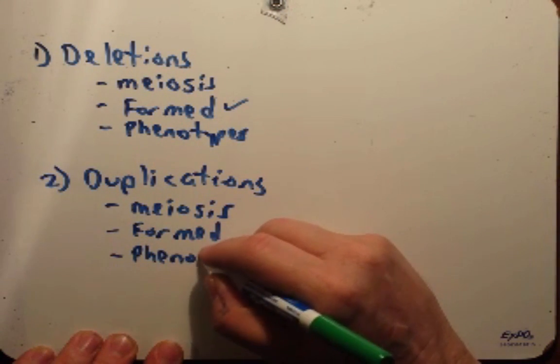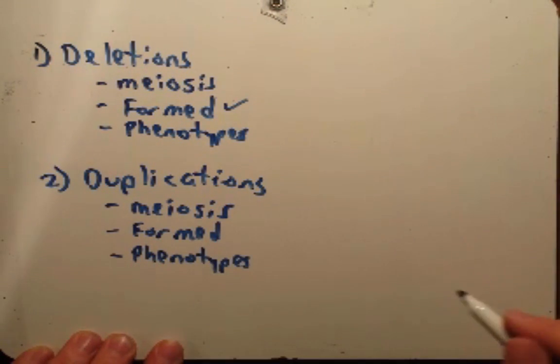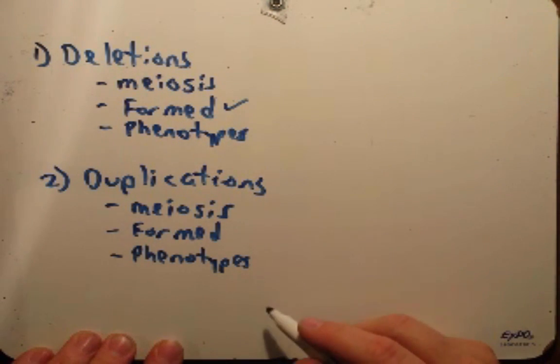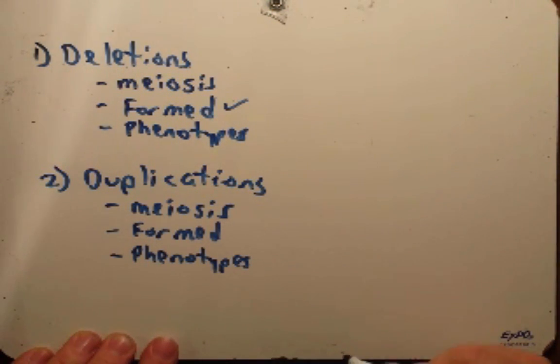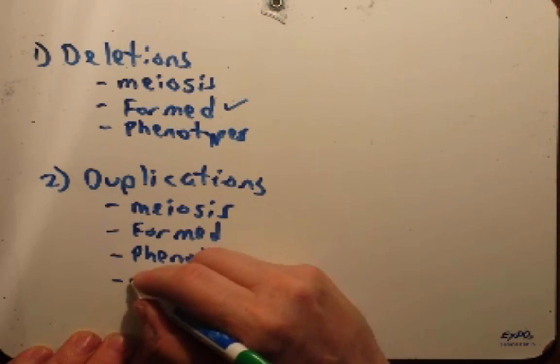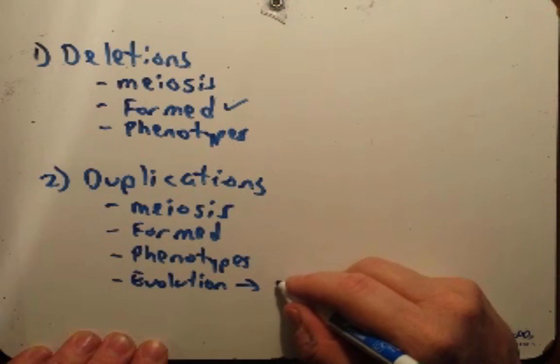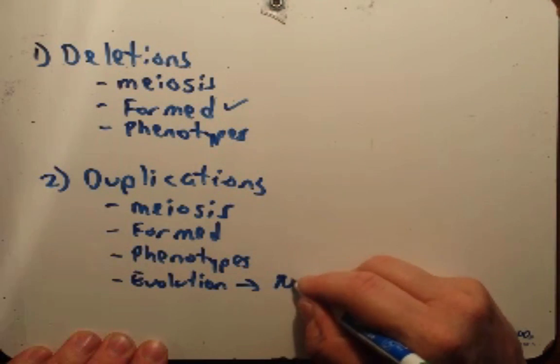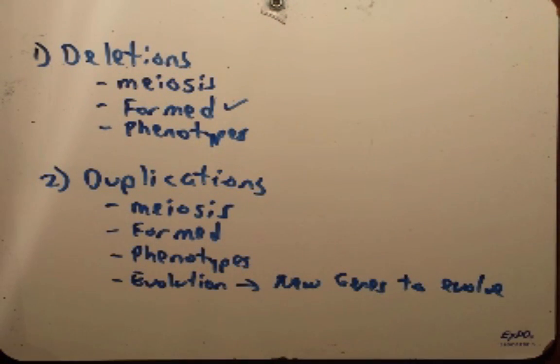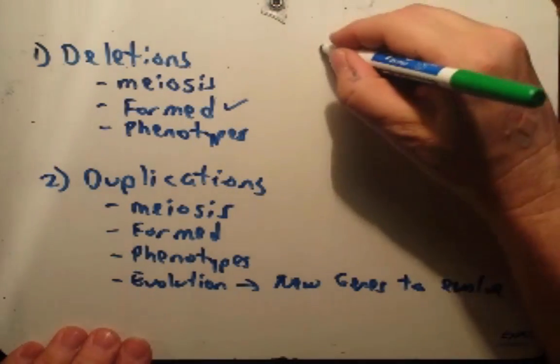Again, with both deletions and duplications, intuitively one might think that it shouldn't cause a problem, but we talked about how this could cause a problem with protein imbalance. And then we closed with evolution, and that is how duplications allow new genes to evolve. That's in general what we talked about in this podcast for this summary.